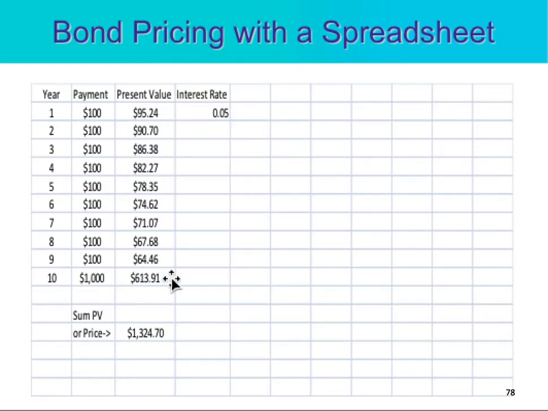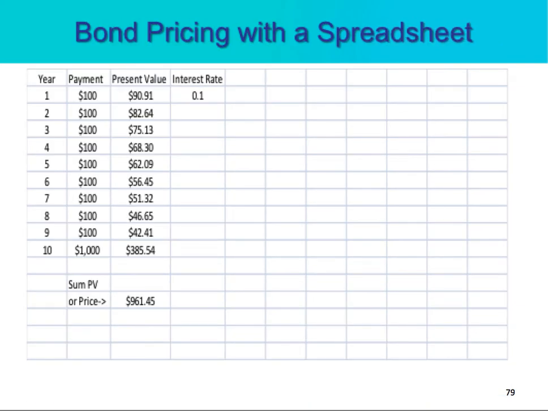That $1,000 payment 10 years out, if the interest rate's 5%, is really only worth $613.91. So the total present value of these payments, 9 consecutive years of $100 payments plus a $1,000 payment in the 10th year, is only $1,324.70. Here's what happens when the interest rate doubles to 10%. Now the present value is $961.45.